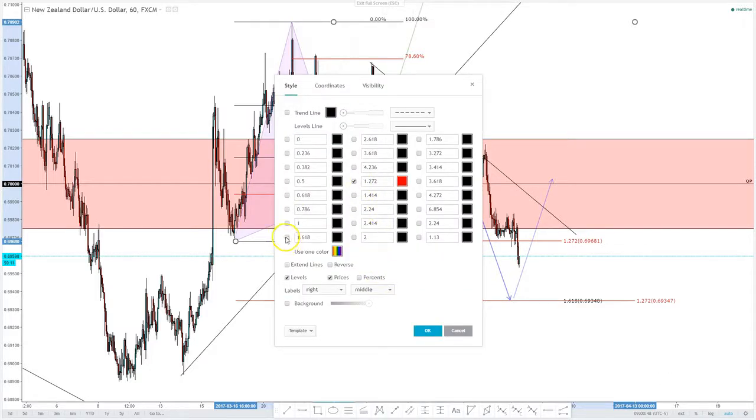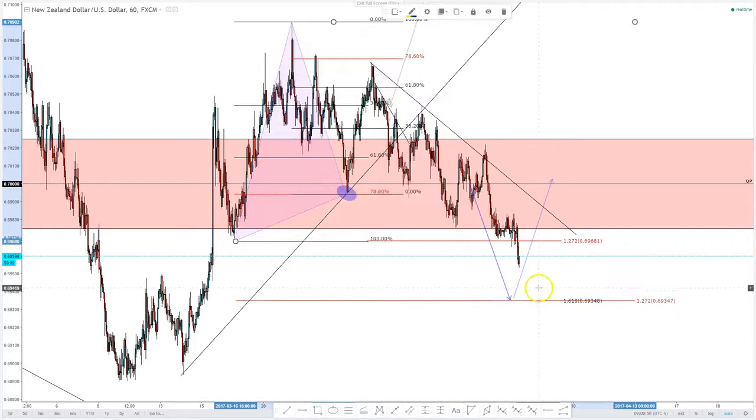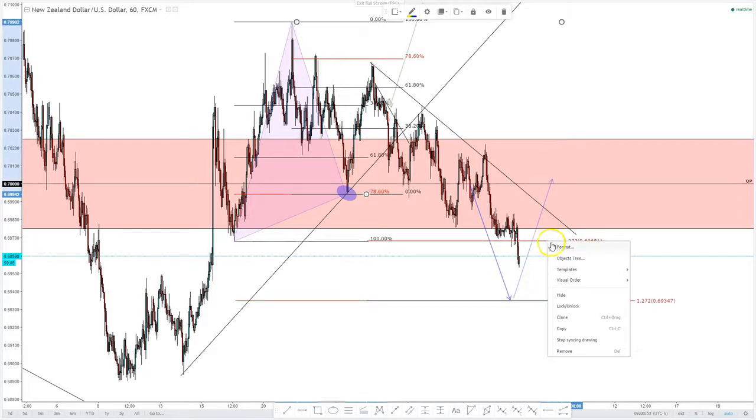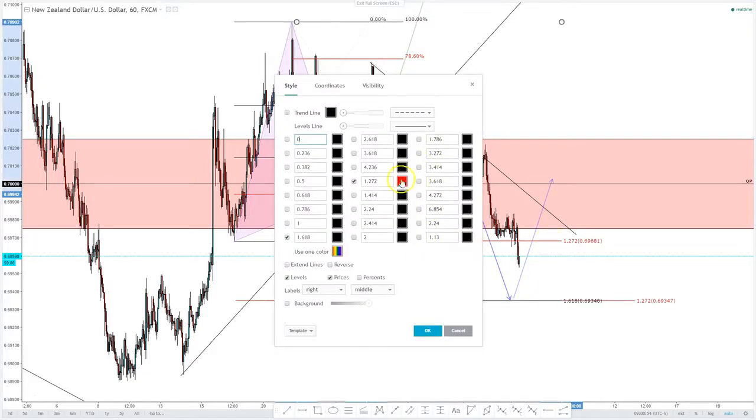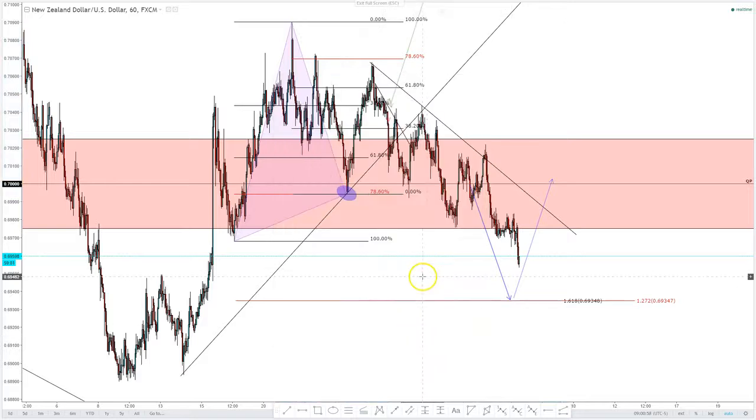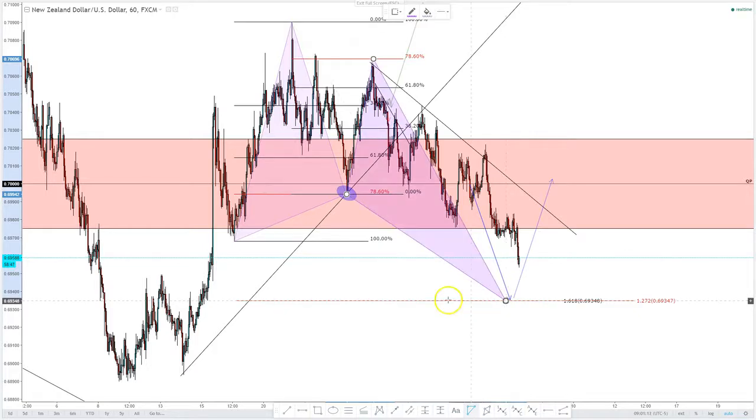So this one. Let's add in that triangle. B, C, D point. Boom.